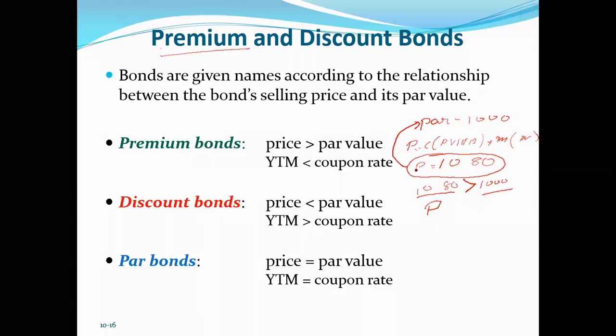On the other hand, I use this same formula once again, and I arrive at the price of the bond. The price of the bond is 986 rupees.